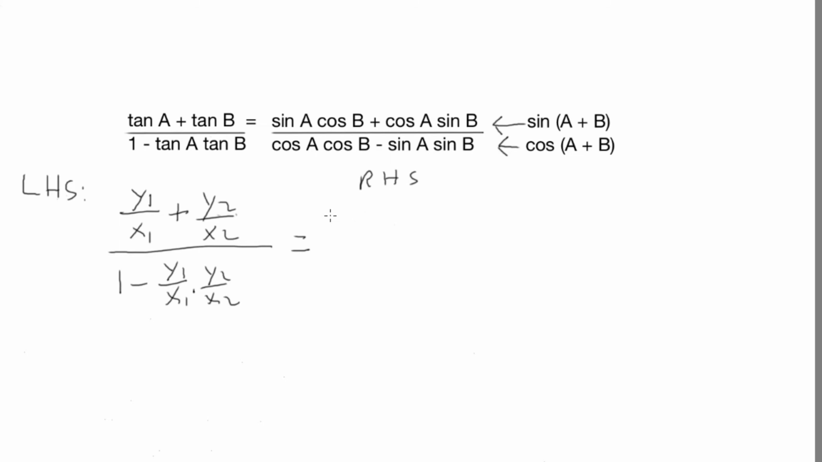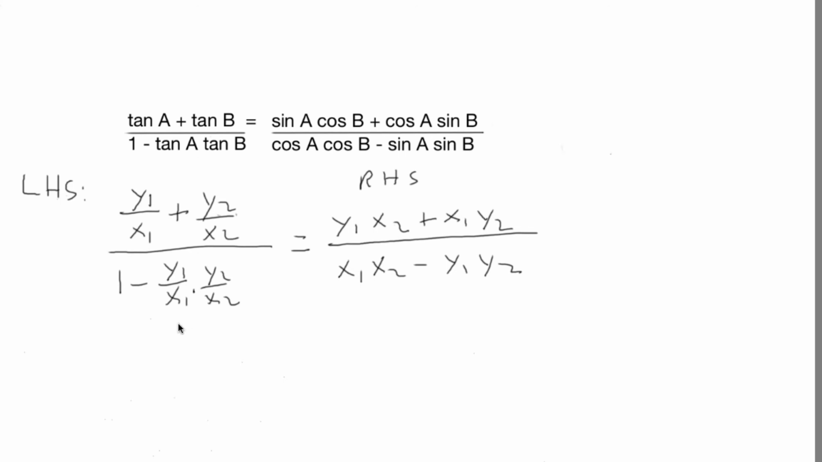So sine A is simply going to be y1. Cosine B is x2. Plus cosine A is x1. And sine B is y2. We go to the bottom. Cosine A is x1. Cosine B x2 minus sine A y1, sine B y2. And that's our basic Vedic setup. And we're going to work from this.